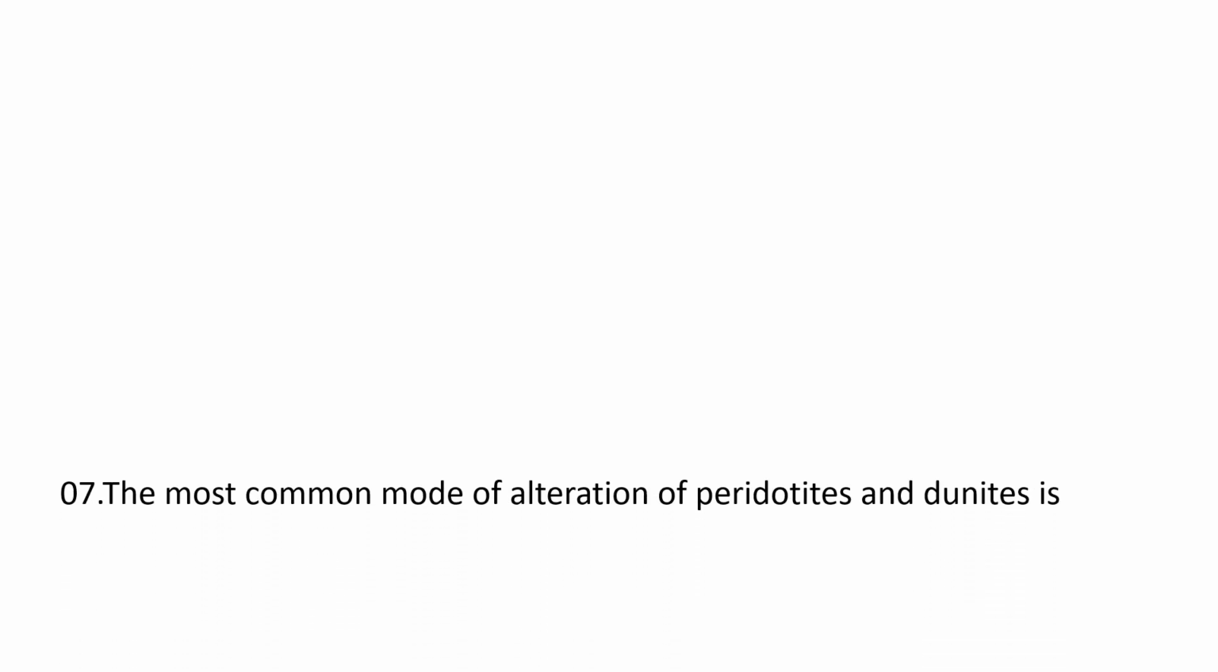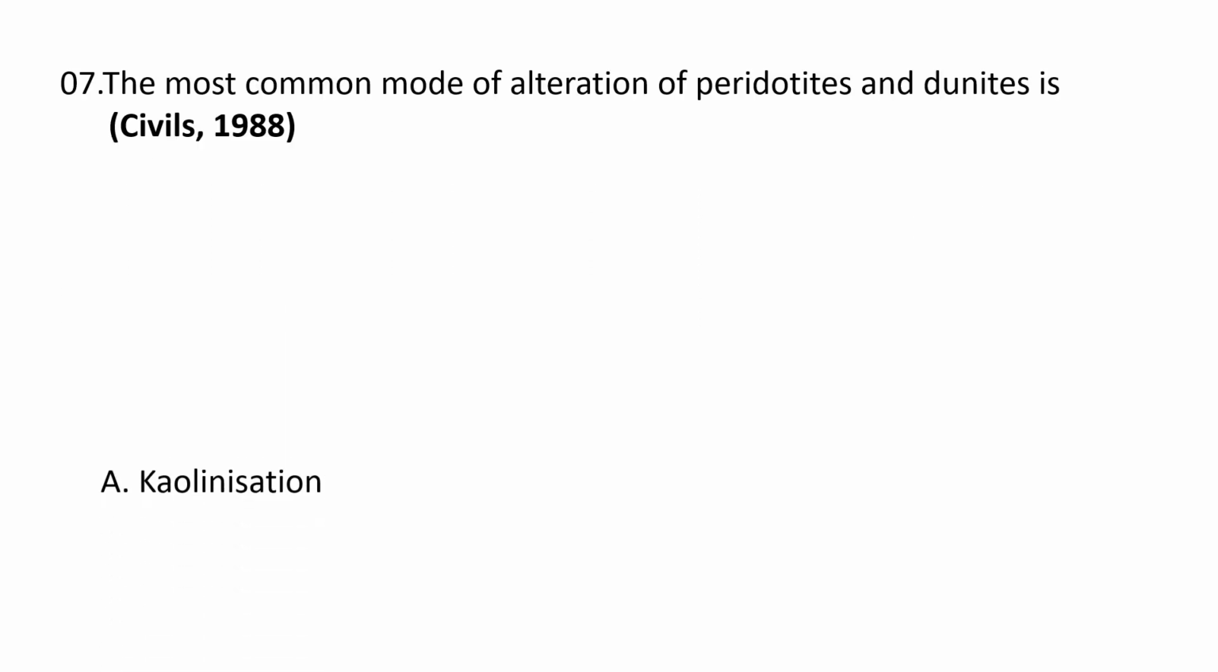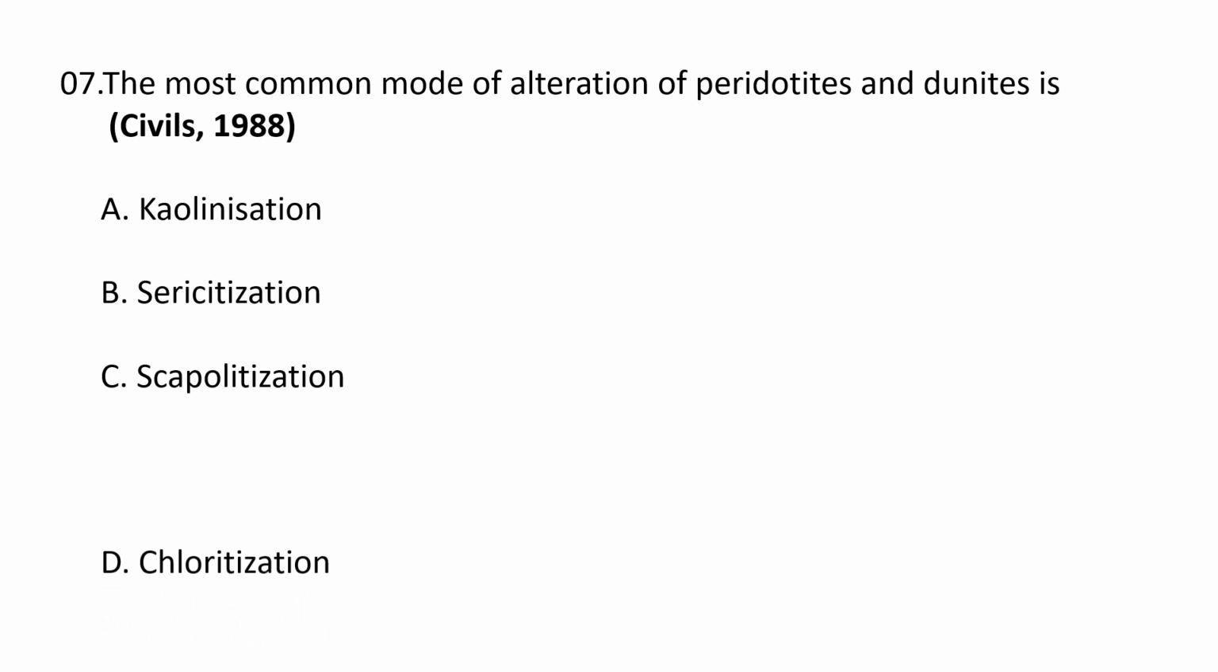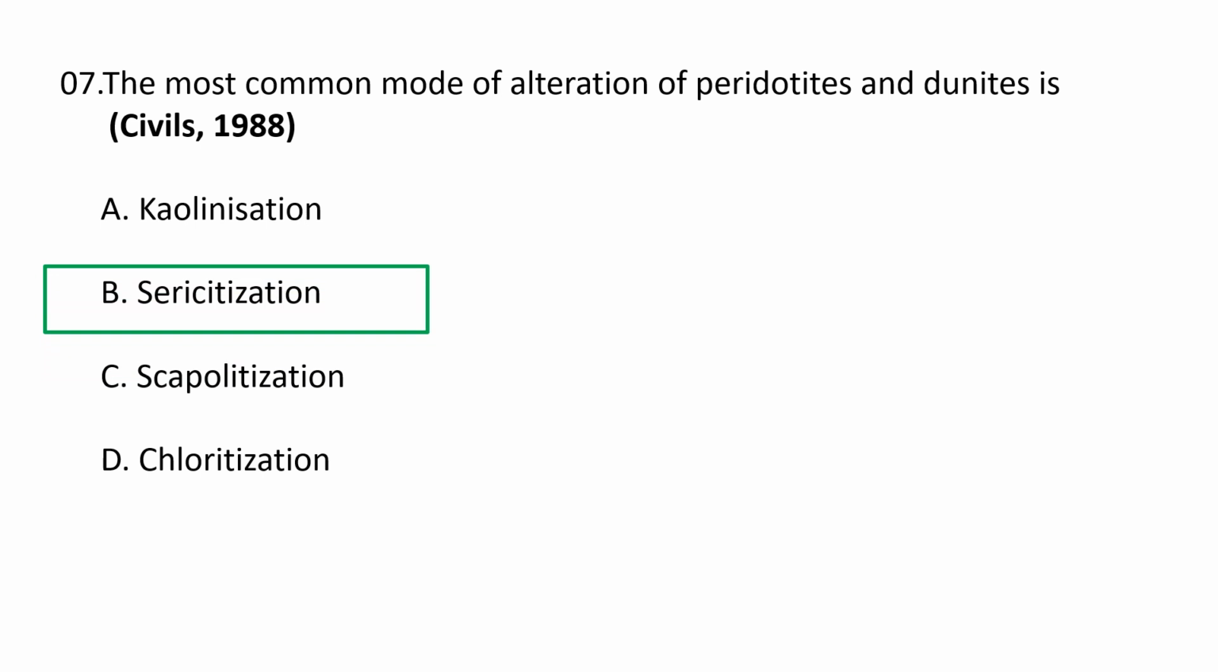Next question. The most common mode of alteration of peridotites and dunites is A. Kaolinization, B. Sericitization, C. Scapolitization and D. Chloritization. The most common mode of alteration of peridotites and dunites is sericitization. Sericitization is a process of mineral alteration caused by hydrothermal fluids invading permeable country rock. So B, sericitization, is the correct answer.